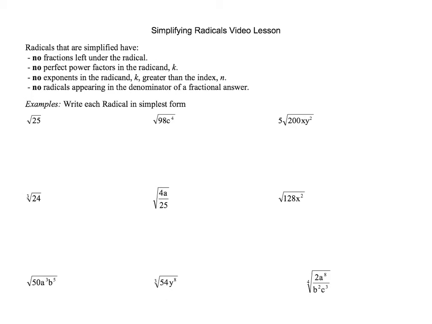Today we are going to practice simplifying radicals. A radical is in simplest form if there's no fractions left under the radical, there's no perfect power factors in the radicand, and there's no exponents in the radicand greater than the index. I will explain that third bullet when we actually get to one of those problems.